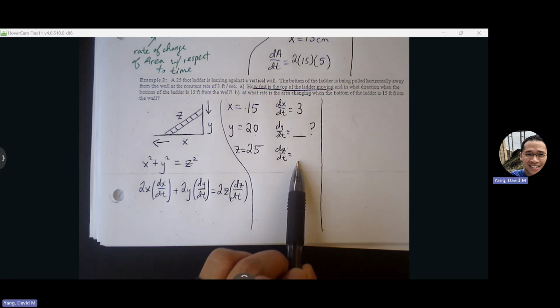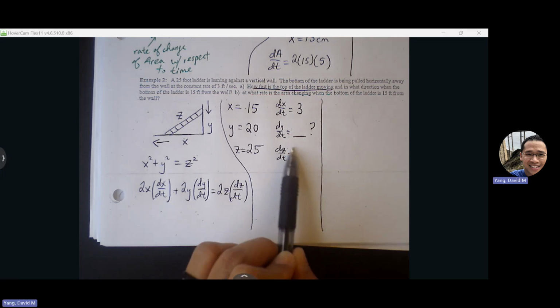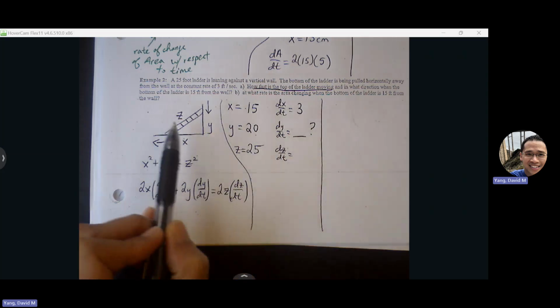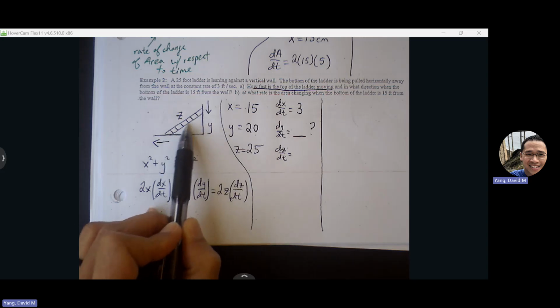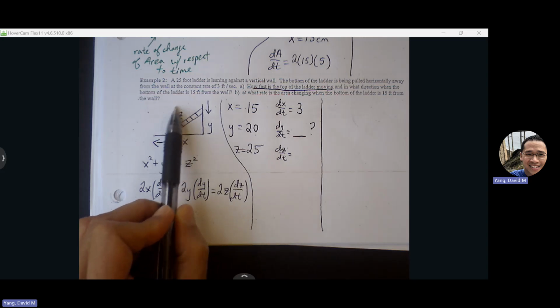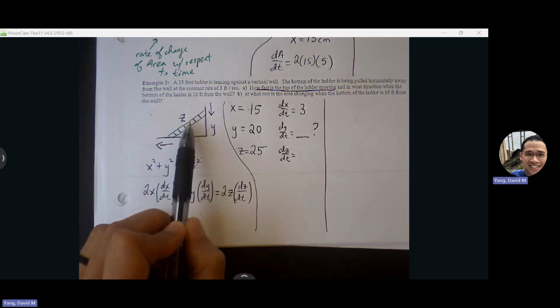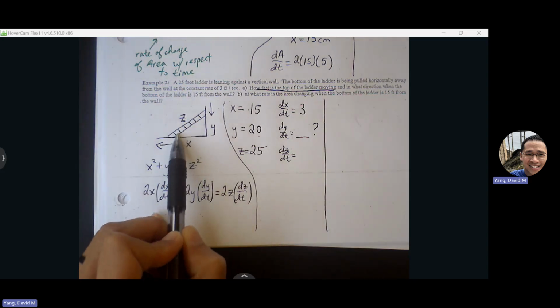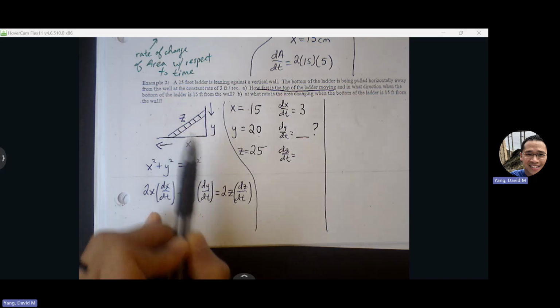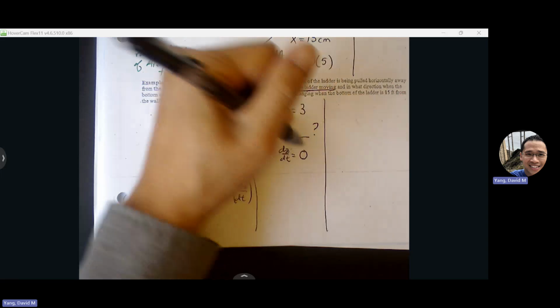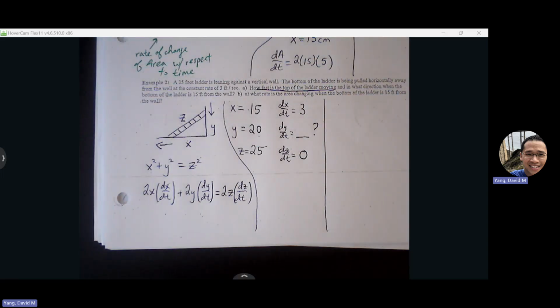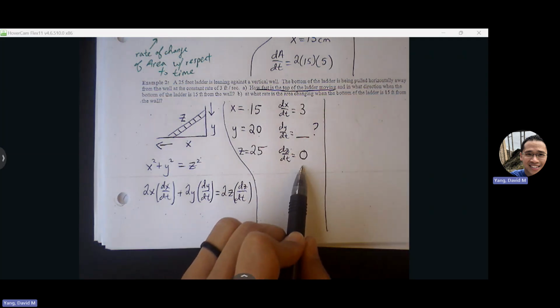Okay, the other thing that's missing is dz/dt. So dz/dt is talking about the rate of change of the z length. So the z is talking about the ladder length. This length is starting at 25 feet. Is this length going to change over time? Okay, the top is going to drop, but the ladder is going to stay 25 feet the entire way through. And because of that, what do you think your dz/dt will be? 0. Yeah, that rate of change is never going to be different, right? It's going to be 25 at the beginning, 25 at the end. There is no change. It's going to be 0.